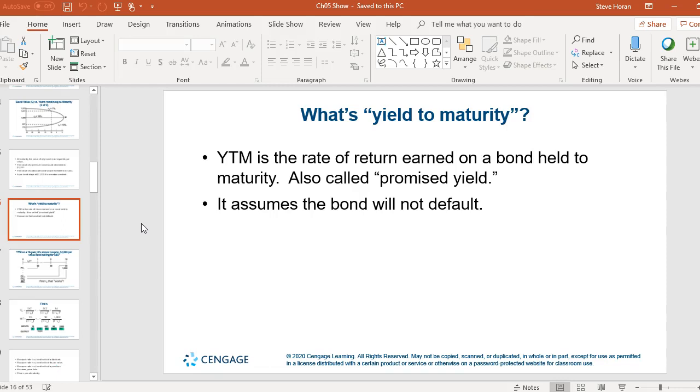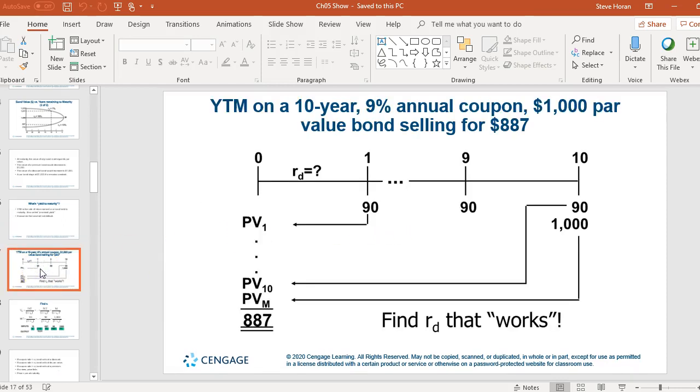Okay, also called a promised yield, because the company that is issuing the bond is contractually obligated to pay that back, right? They're going to pay the interest and then the principal when the bond matures. And of course, the big assumption here, we assume the bond won't default. That would change the yield to maturity.